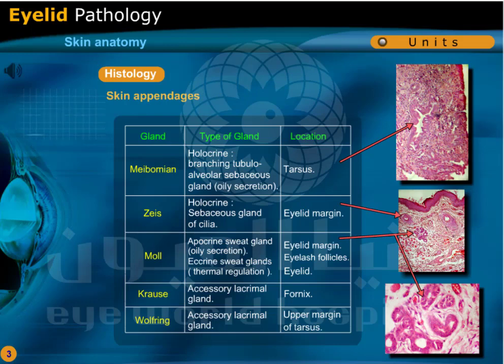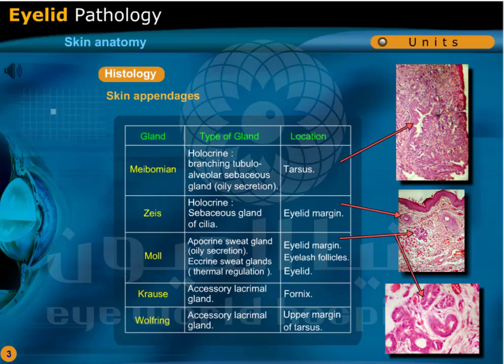Meibomian gland, which is a holocrine branching tubulo-alveolar sebaceous gland with oily secretion located at the tarsus. Zeis gland, holocrine sebaceous gland of cilia located at the eyelid margin. Moll gland, apocrine sweat gland with oily secretion, or eccrine sweat glands with thermoregulatory function, located at the eyelid margin, eyelash follicles, and the eyelid.